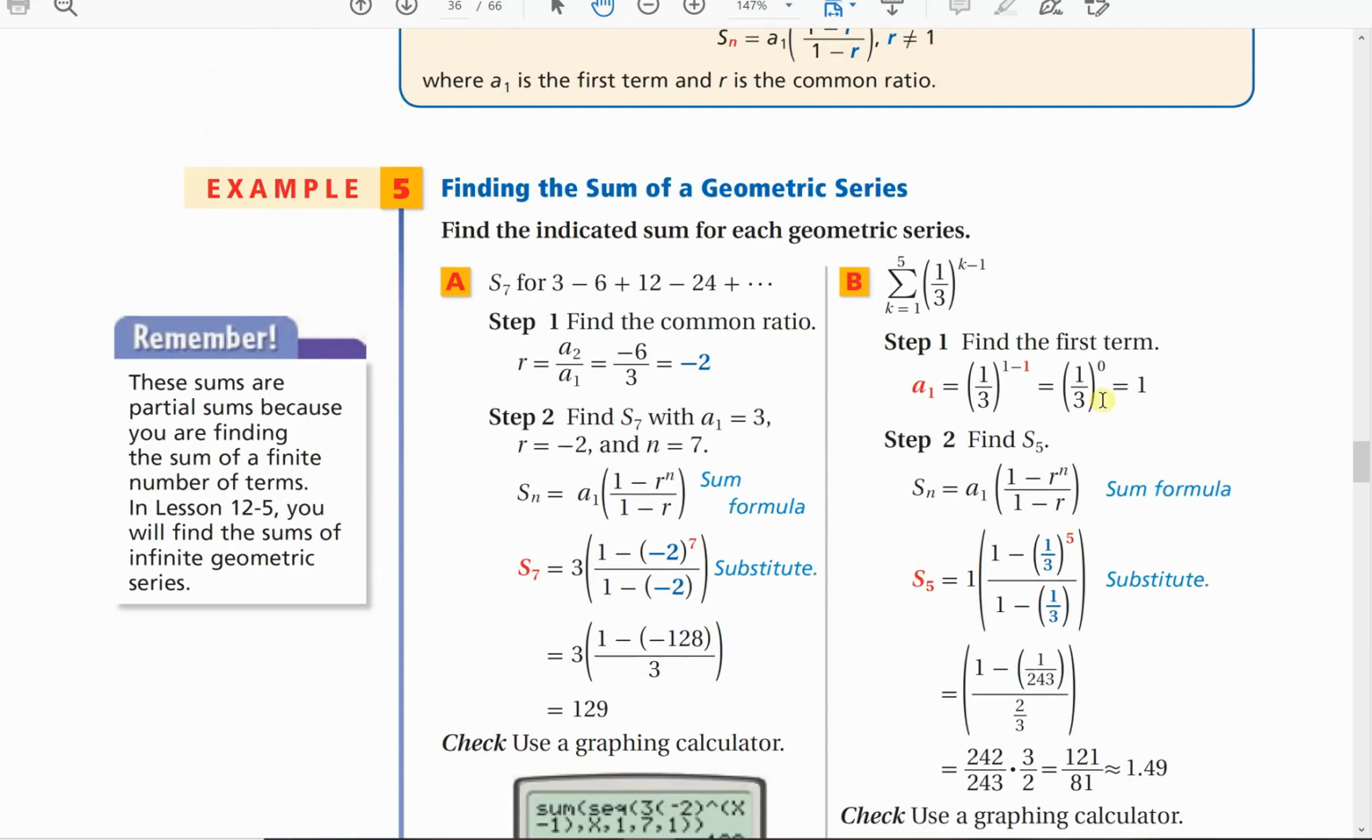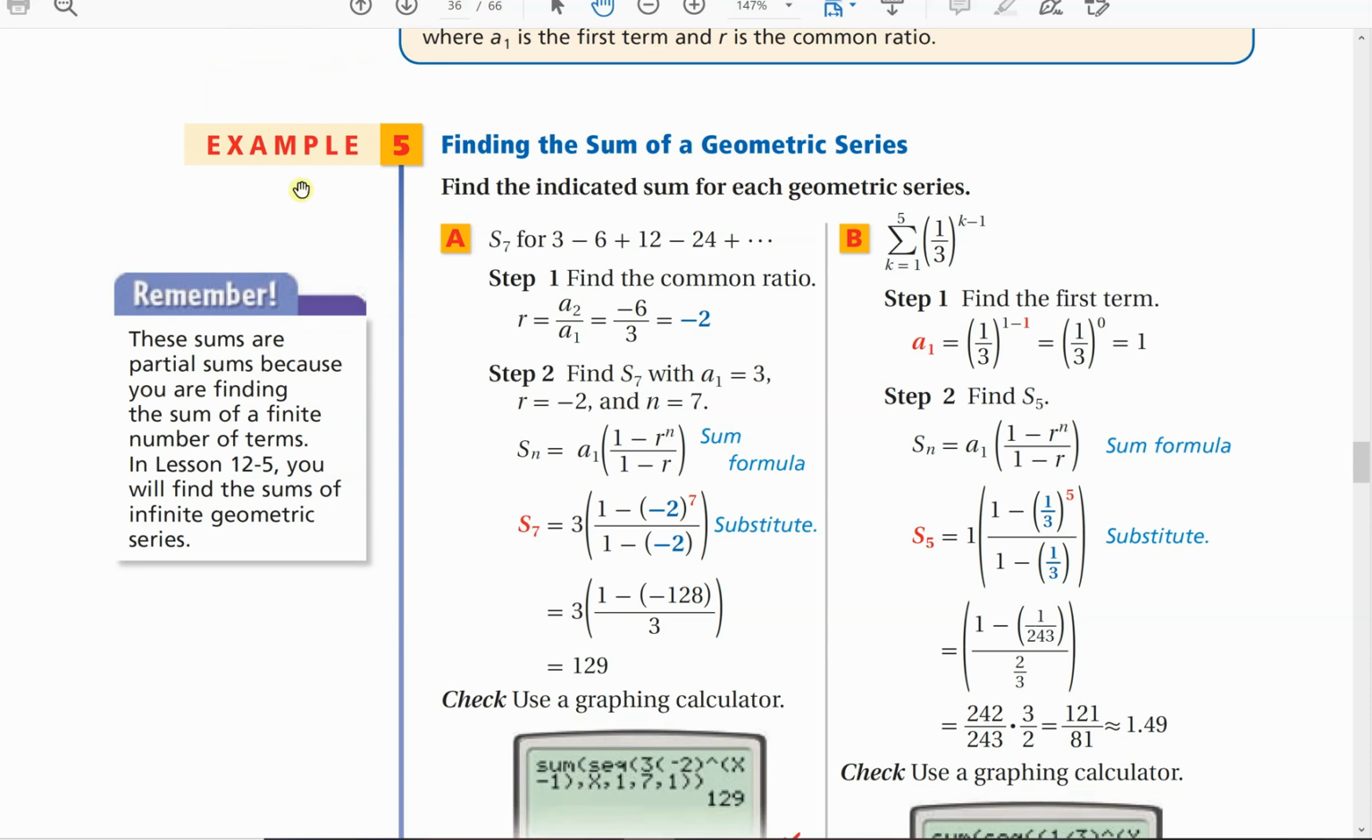So if we look at this example number 5 here, we got find the sum of the first 7 terms for 3 minus 6 plus 12, negative 24, and so on. So first of all, you find the ratio. Negative 6 divided by 3 is negative 2. First term is 3, n is 7. Plug them all in. 3 times 1 minus negative 2 to the 7th divided by 1 minus negative 2. So that would be 1 minus negative 128 divided by 3 times 3. So the 3's kind of cancel out. So you just get 129.